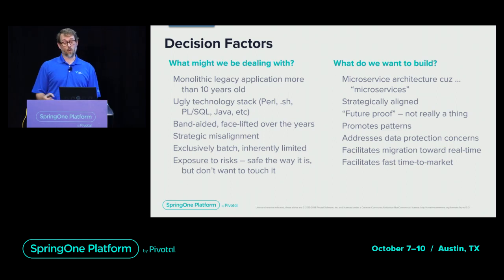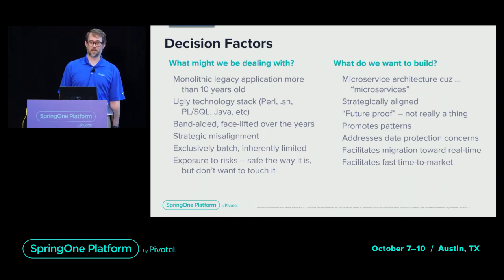So what did we want to build? Well, of course we want microservices, because microservices. And we want our system to be aligned with our company's strategic direction. Future-proof, it's not really a thing.